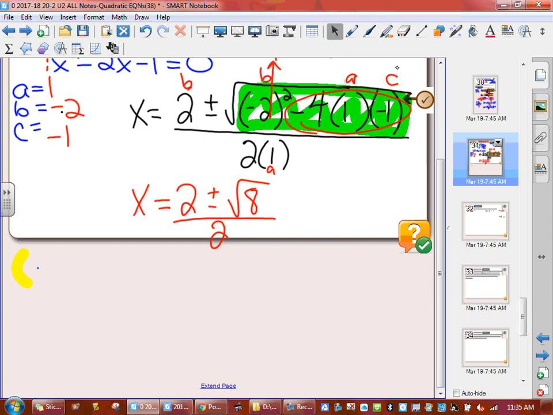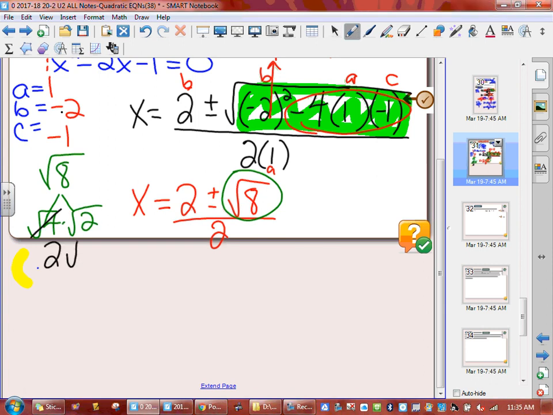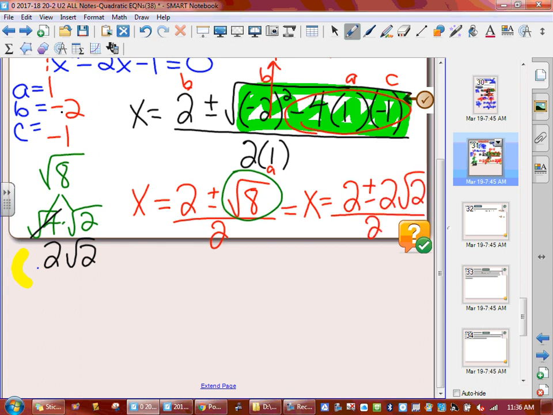So root 8 becomes root 4 times root 2, which is 2 root 2. Good. So I'm now going to rewrite it with my root 8 gone. So x equals 2 plus and minus 2 root 2, all over 2. That's a lot of cute 2's. All right, this would be considered a half point because we're not quite there yet.